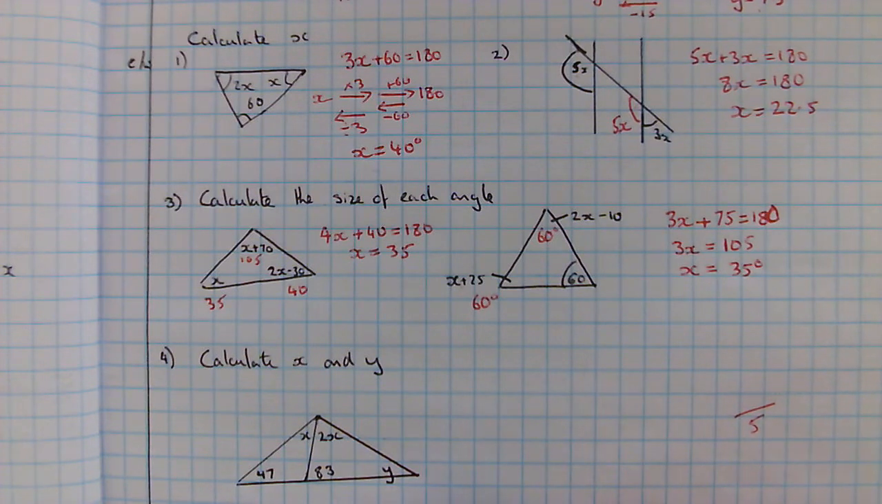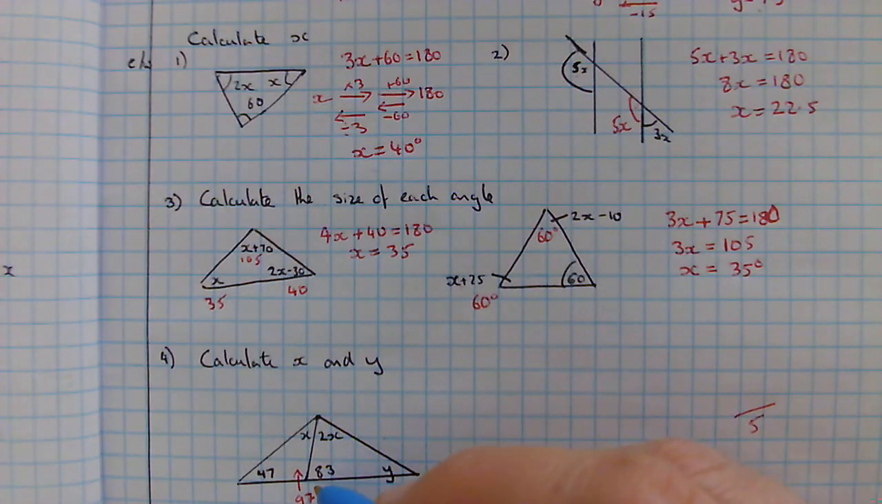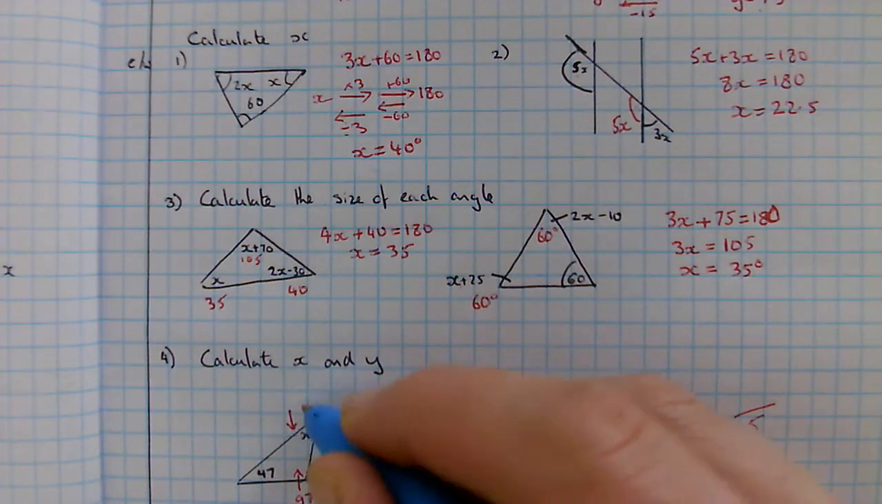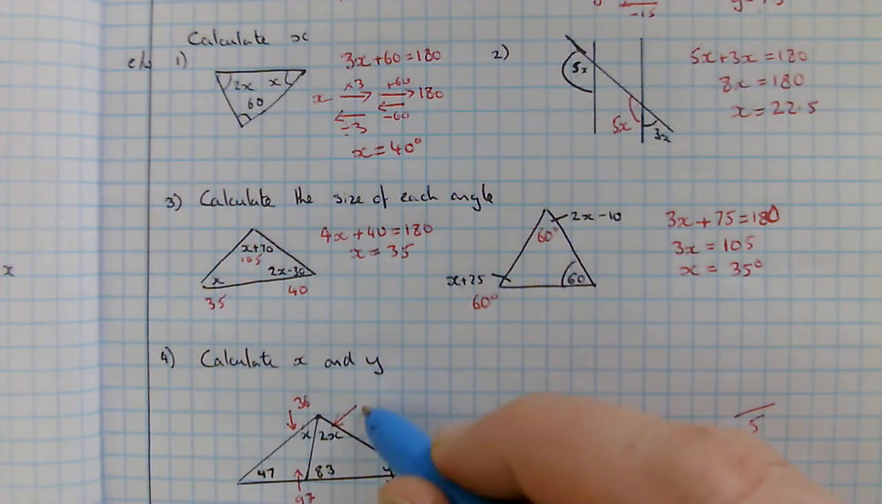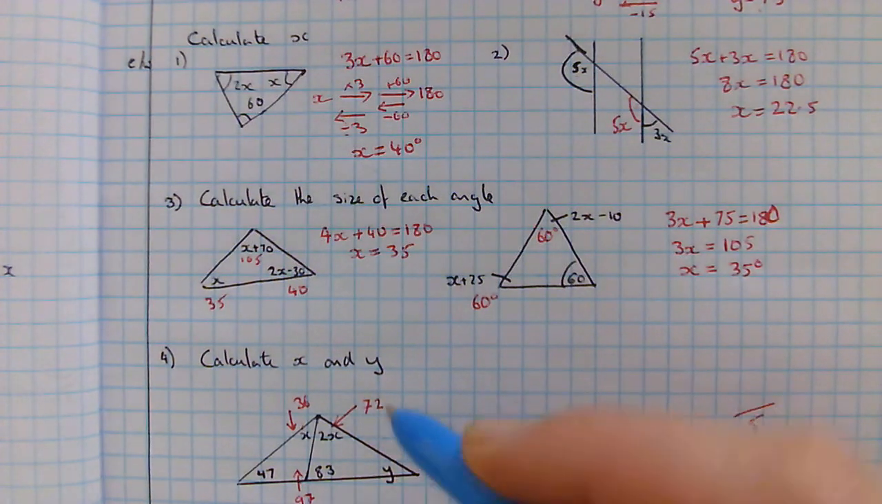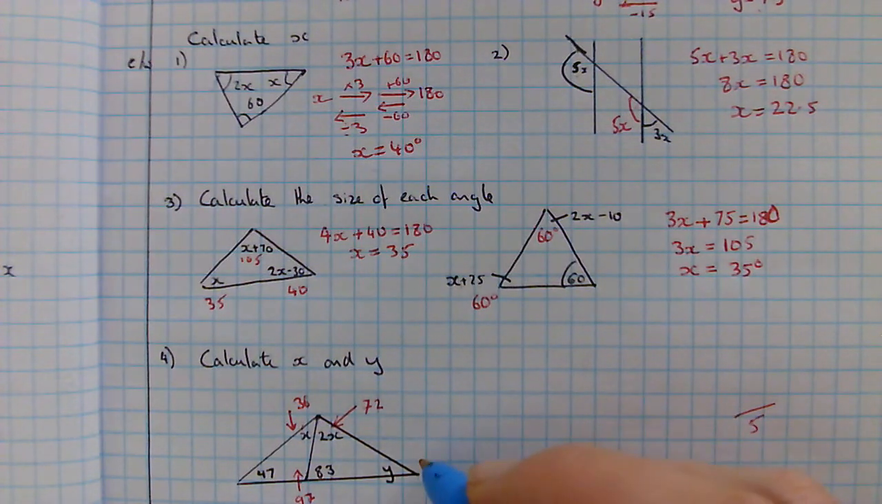For my last one here, first thing I'm going to do is to start by finding out this missing angle here. So if this is 83, 180 take away 83 must give me 97. That tells me here I've got 97 plus 47, which is going to give me 144. So it tells me that x must equal 36. If x is 36, 2x must be 72. I can then use this triangle. I've got 72 plus 83, which is 155. Tells me that y equals 25 degrees.